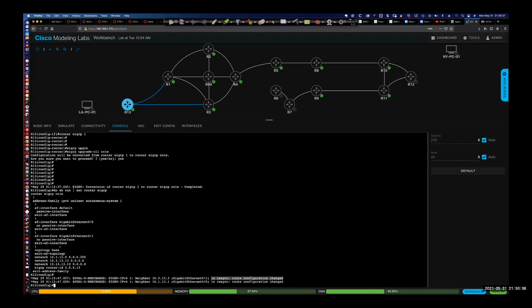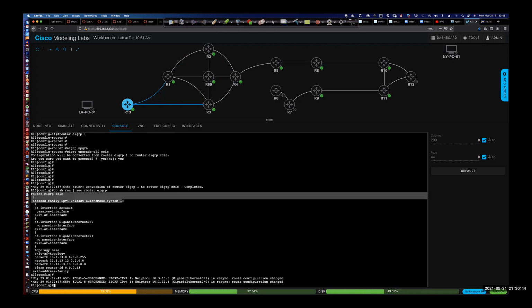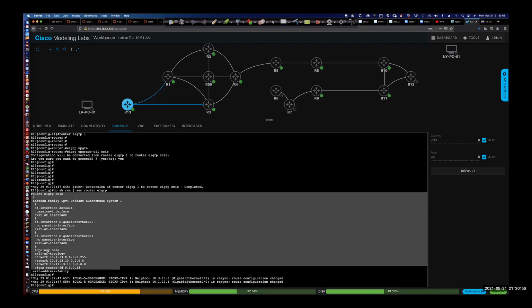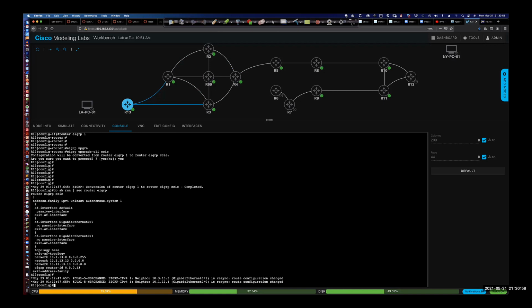And so take a look at what we've got here, right? You've got your router EIGRP with your name, the address family for IPv4 unicast, autonomous system number 1. These are the EIGRP interfaces, like this one refers to all interfaces, and we did that passive interface on all the interfaces. And so here's what that configuration stanza looks like.